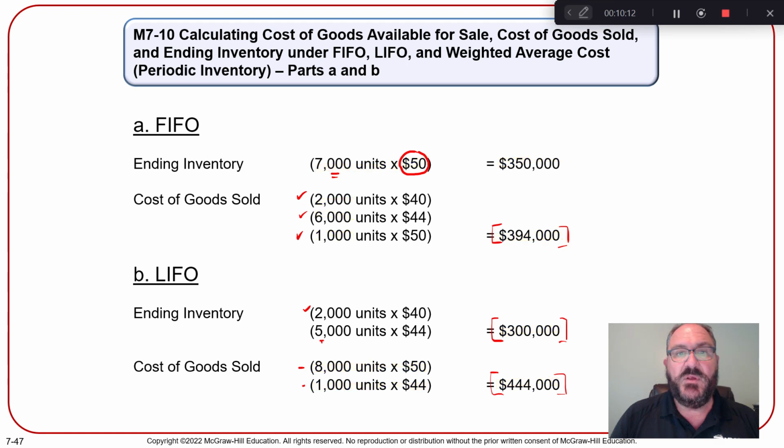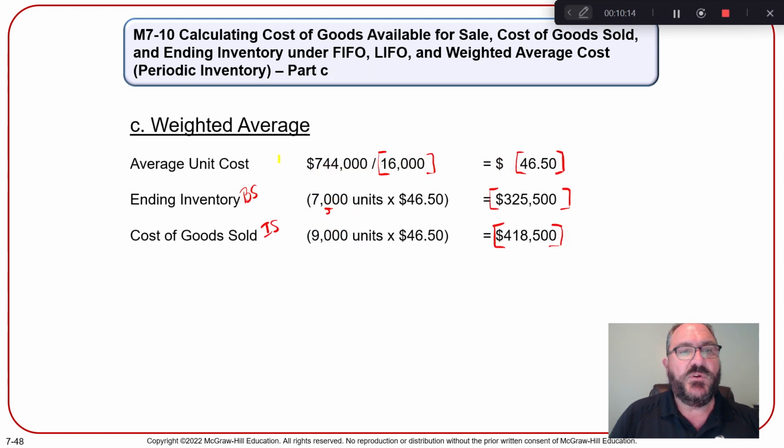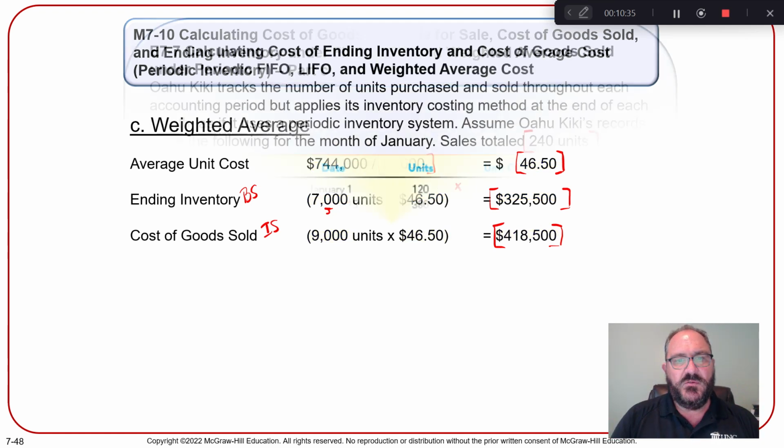It's going to wind up right in the middle, right? You take a look at weighted average, there's the total cost. Divide by 16,000 units is 4,650. Well, our ending inventory is 7,000 units times 4,650. There's the number. And on our income statement, we sold 9,000 units based on that average price for right there. And again, winds up right in the middle.